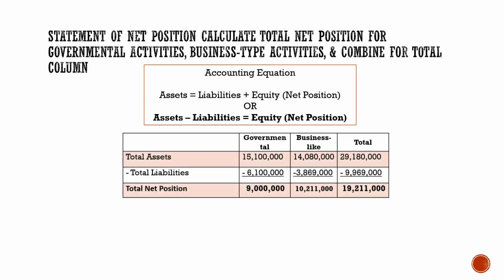So all you're going to do is take your total assets, just like the formula says, and plug in what you know, right? A minus L equals X, right? So 15.1 minus 6.1 equals X. X is our total net position, and total net position here is 9 million for governmental, 10,211,000 for business, and a total of $19,211,000. That gets us to our total net position. Remember, that was the first one that we wanted to find.